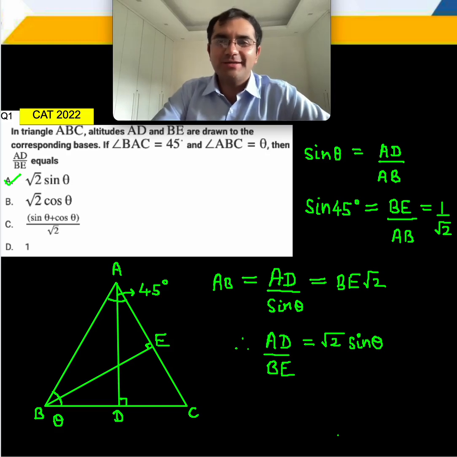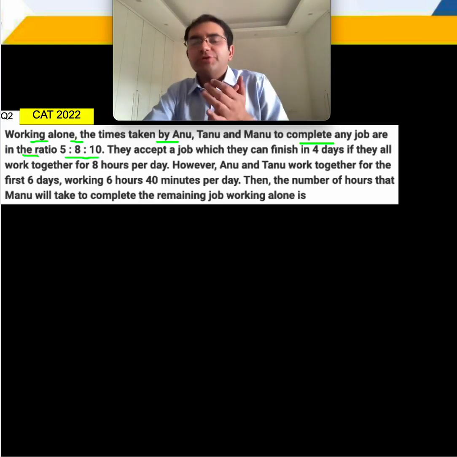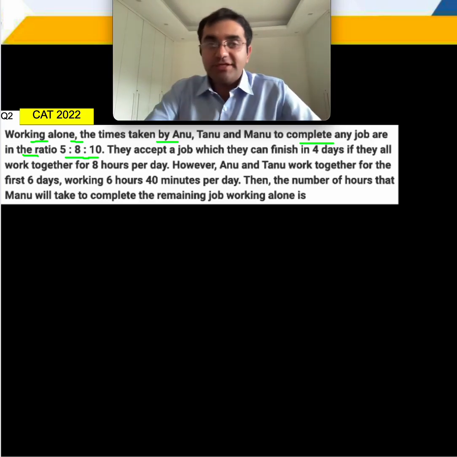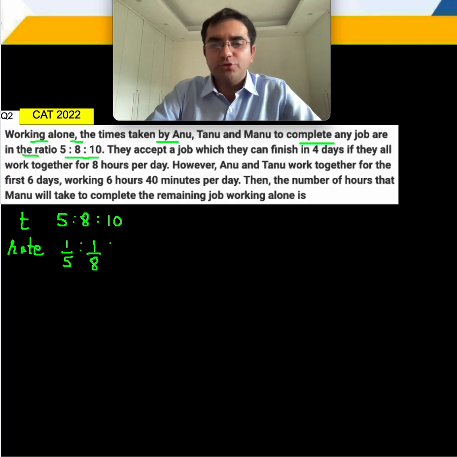That's question number 1. And work question, working alone, the times taken by Anu, Tanu, Manu are in the ratio 5:8:10. We know that to do a particular work, time is inversely proportional to rate. Ratio of time is 5:8:10. So rate उल्टा हो जाएगा, 1/5:1/8:1/10 हो जाएगा. ठीक है.